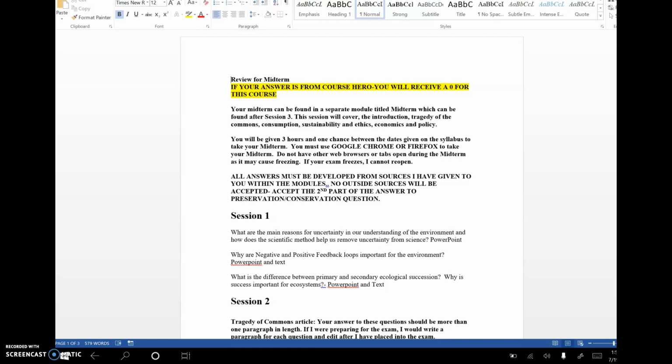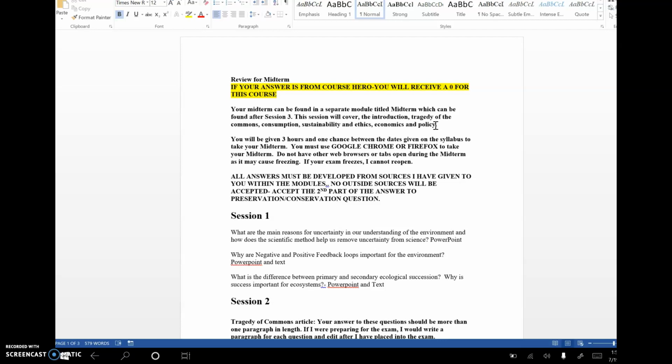Your midterm can be found in a separate module titled Midterm, which can be found after session 3. So it's actually found right before the air session. It's going to cover the introduction, tragedy of the commons, consumption, sustainability, ethics, economics, and policy. And food should be on there. I don't know why it doesn't say food on there, but it should. You'll be given 3 hours and one chance between the dates given on the syllabus to take your midterm.